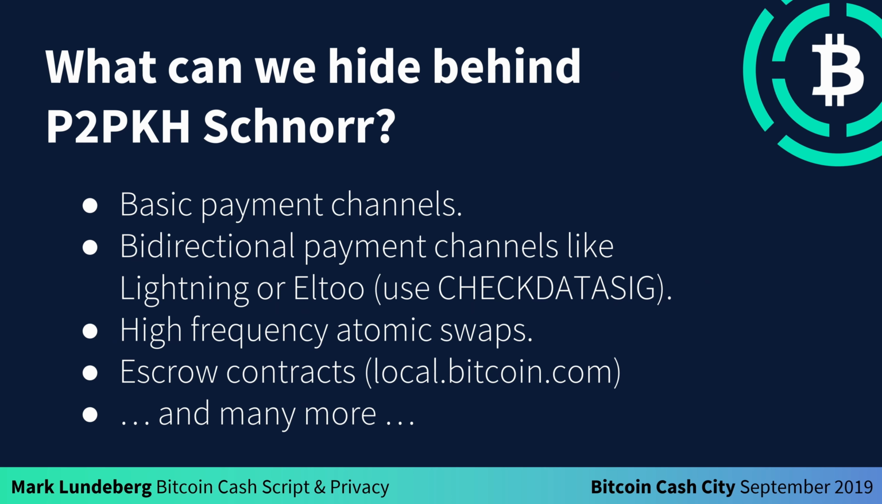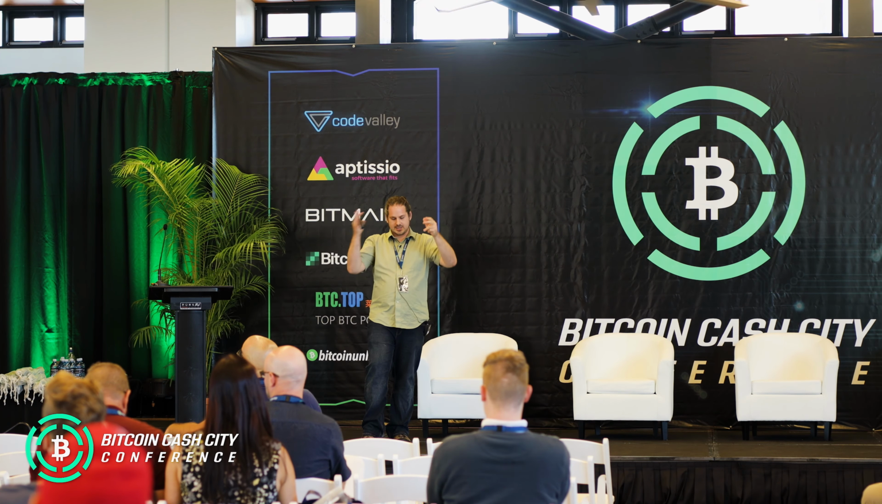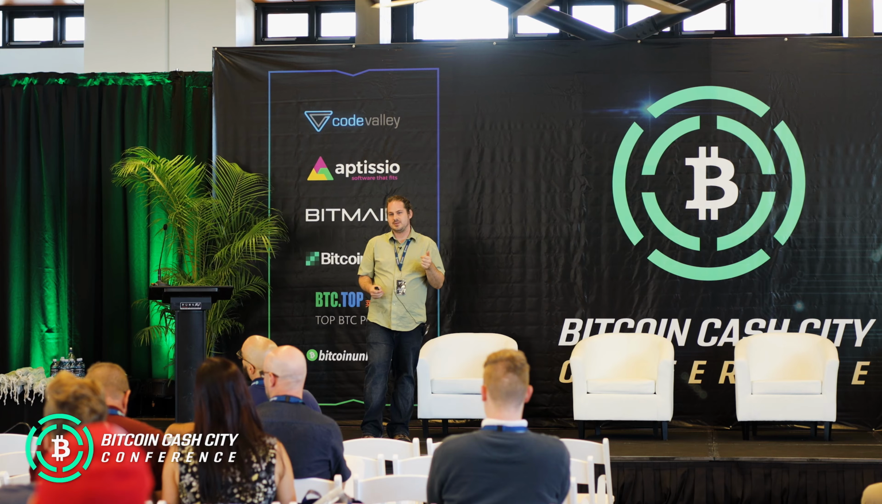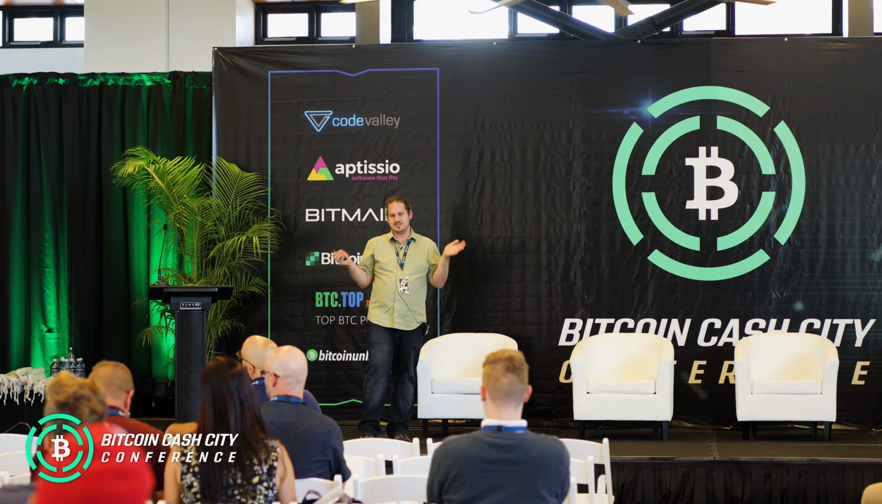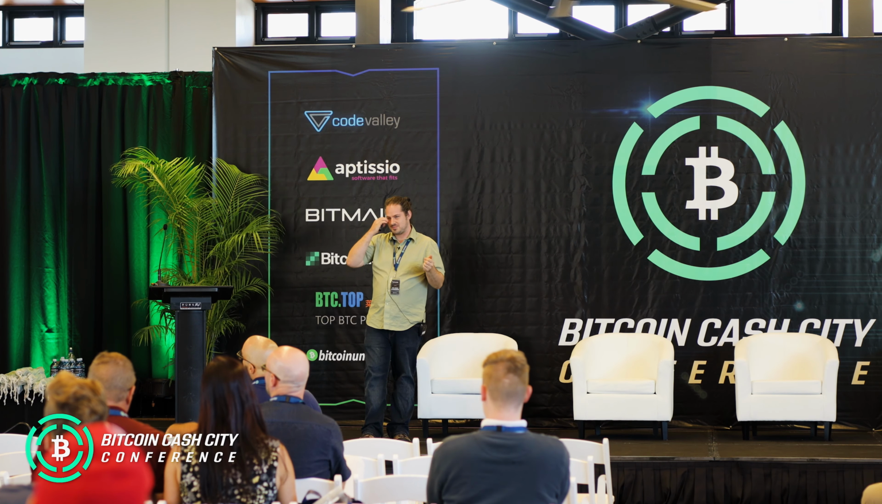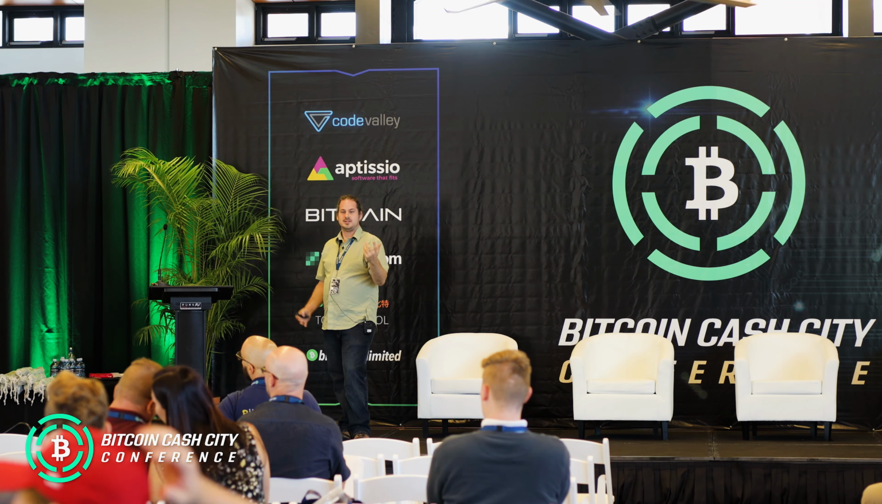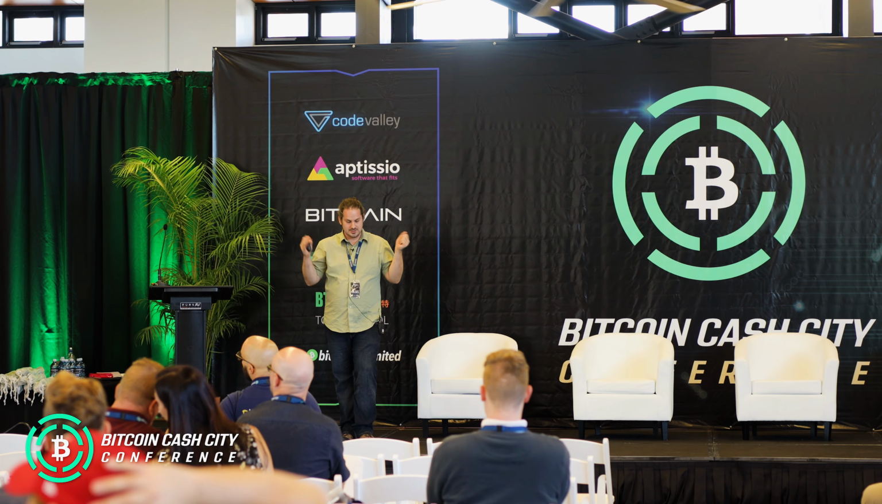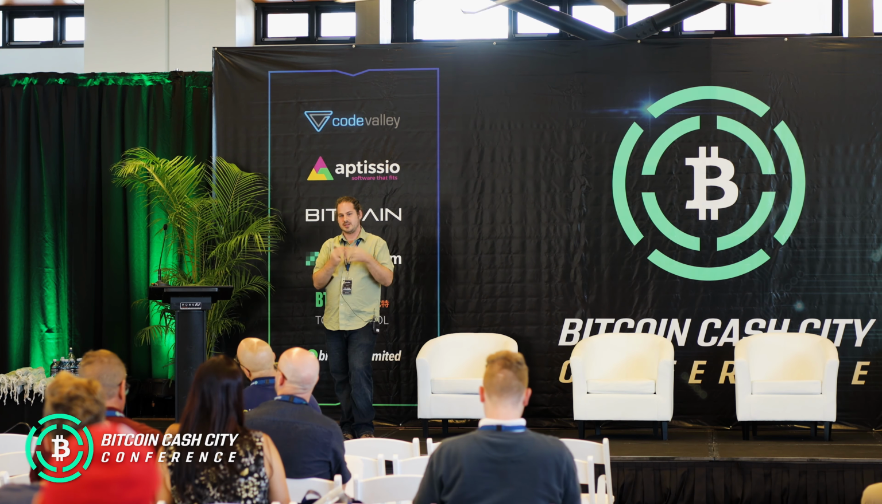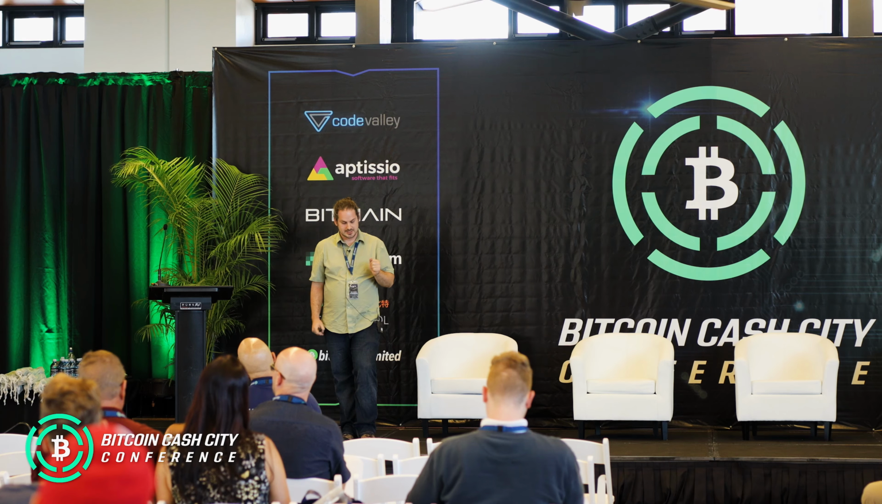And I left the smart contract vague, but just to give some examples of what you can hide behind this, you could do a payment channel. You could do a bidirectional payment channel like Lightning. You can do L2 with check data sig using some tricks. If you wanted, you could build a payment channel network. I don't think Bitcoin Cash needs it. It's very complicated. There's lots of problems that we're seeing with the Lightning Network. But if you want a direct payment channel, peer-to-peer, you can do this. And it's going to appear on-chain like nothing special. Nobody's going to know that that's a payment channel.